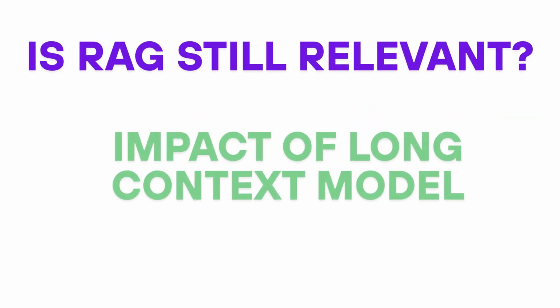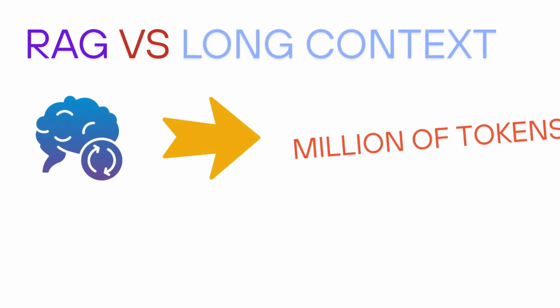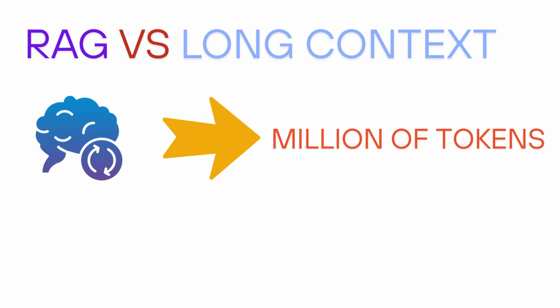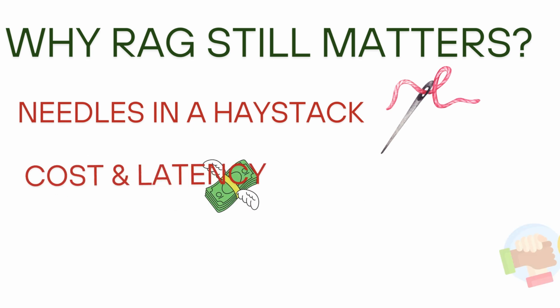Is RAG still relevant? With models like Gemini 2.5 Pro, which has millions of tokens, this means it can now digest entire books in one go. We're talking millions of words at once. So is RAG even still necessary? Yes, it absolutely is. Here's why.